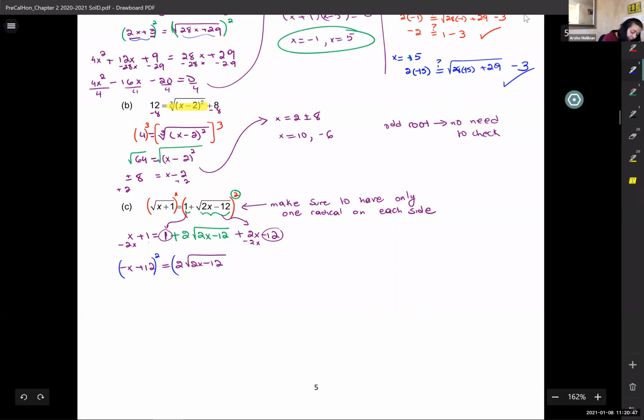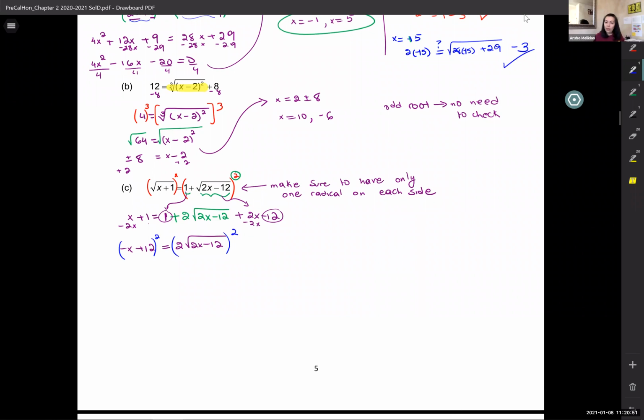Square both sides again. Can you divide by 2 first? You can if you want to. The reason why I don't is because even though 12 divides by 2 evenly, here you'll get a fraction, and then I don't want to deal with fractions. So I would rather square and then divide. Okay, so when I square, I get x squared minus 24x plus 144 equal to 4 times 2x minus 12.